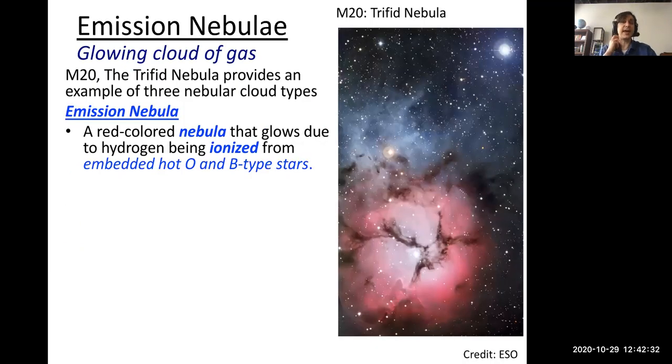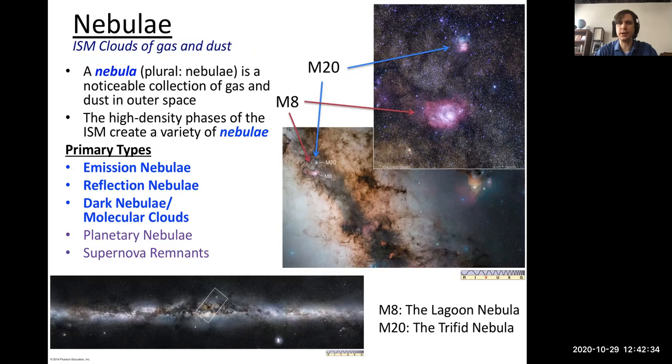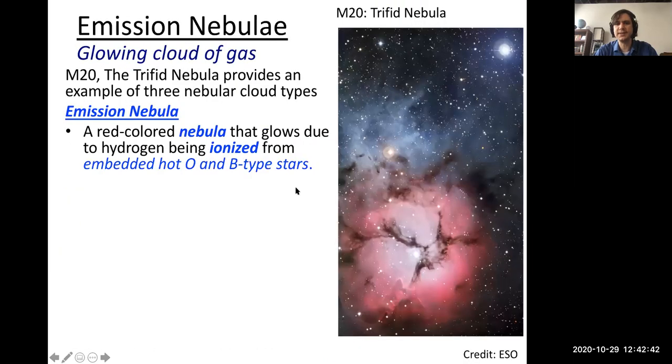Let's first take a look at the emission nebula. I'm going to zoom in on the Trifid Nebula right here, also known as Messier Object 20, M20. Here you can see that it is glowing this nice characteristic reddish pink color due to mostly hydrogen alpha emission. We are seeing the hydrogen emitting a lot of light, and therefore we call this an emission nebula.